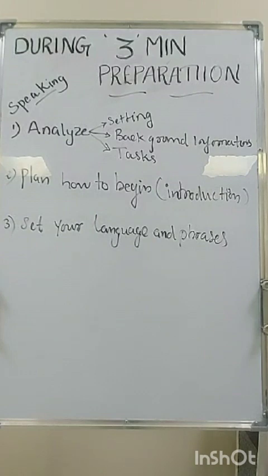So in detail, the first step, analyze your role play card. How to analyze your role play card? Usually there are 3 contents on your role play card. The first one is setting, second one is background information, third one is tasks. Okay, so first about setting. Setting means which area or which hospital department your conversation or scenario will take place.